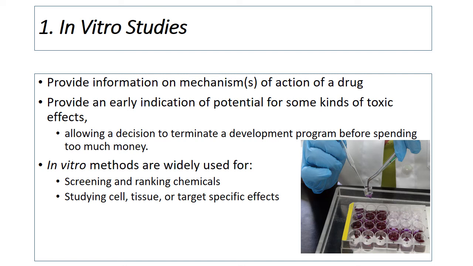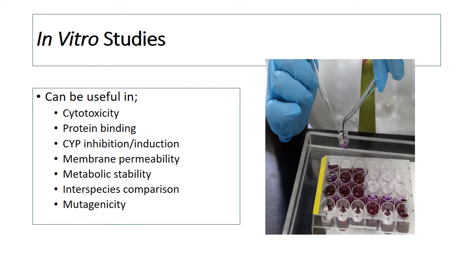at that stage. So they're widely used for screening and ranking chemicals, for studying cell, tissue, and target specific effects. So these are the ones which are basically done outside the body. Examples from a toxicological perspective would be your cytotoxicity studies, which look at the potential of a compound to cause tissue damage, your protein binding, your cytochrome P450 inhibition and induction, membrane permeability, as well as the others which are listed there. From this list, the mutagenicity one is a particularly important one, and I trust that I have a bit of time maybe to talk about.